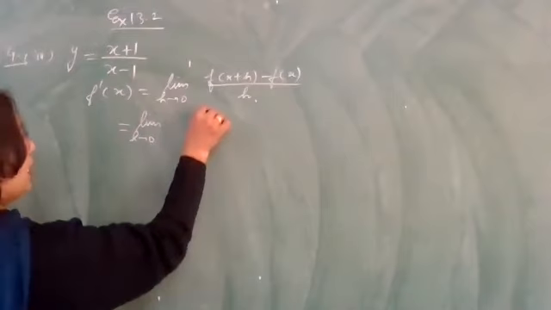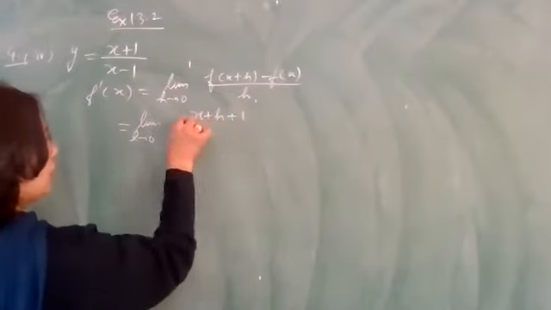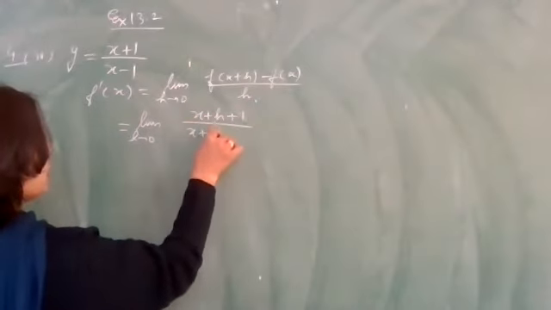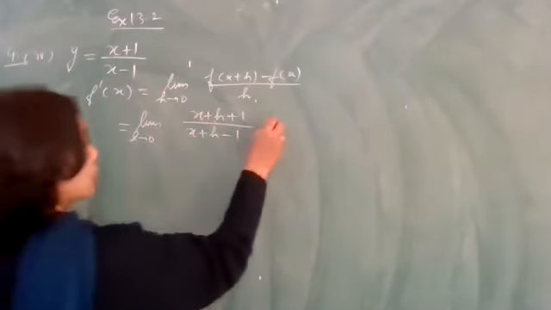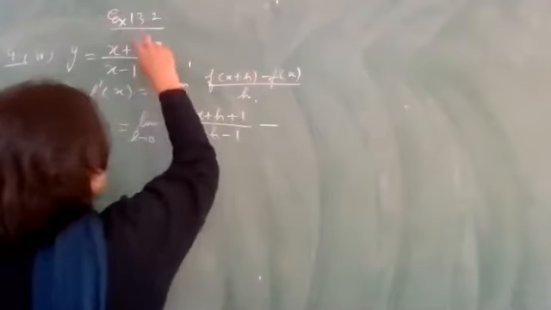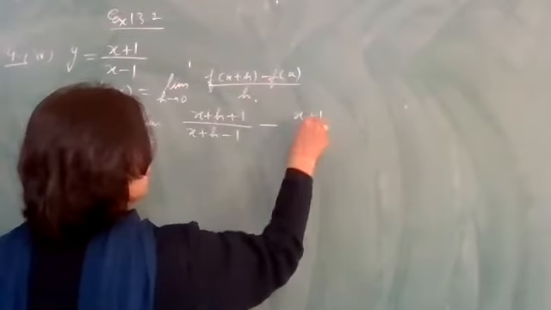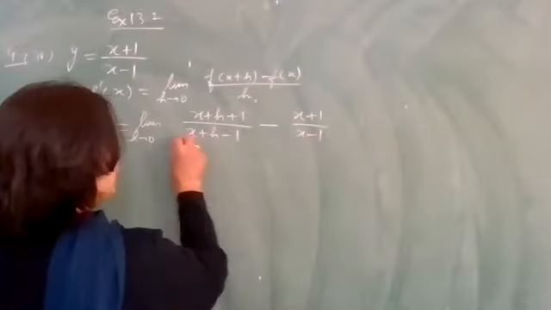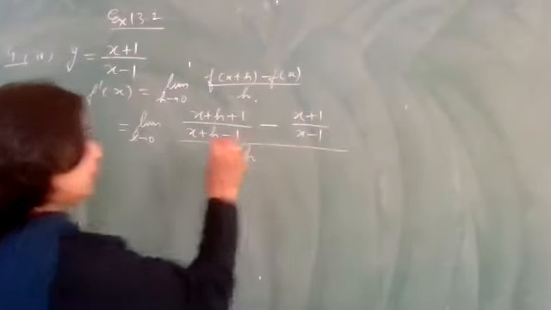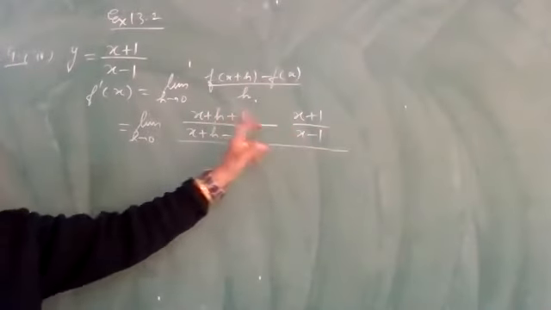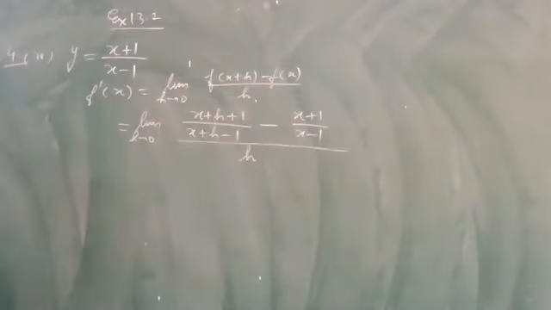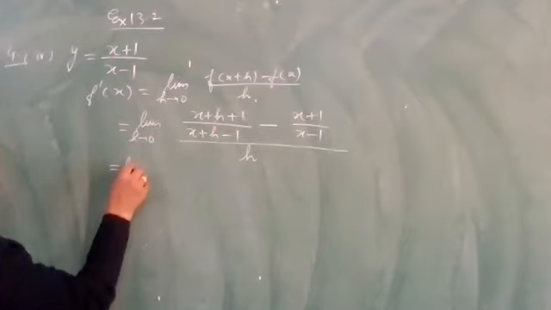f(x plus h) means (x plus h plus 1) upon (x plus h minus 1). In place of x, we have put x plus h, minus f(x), that is the function itself, (x plus 1) upon (x minus 1), and upon h. Right? Now for simplification, we will cross multiply the results. Let's cross multiply.